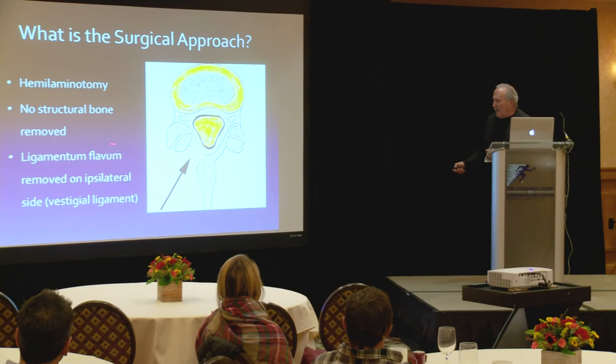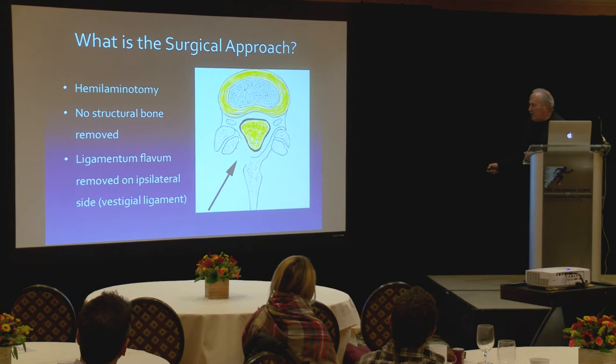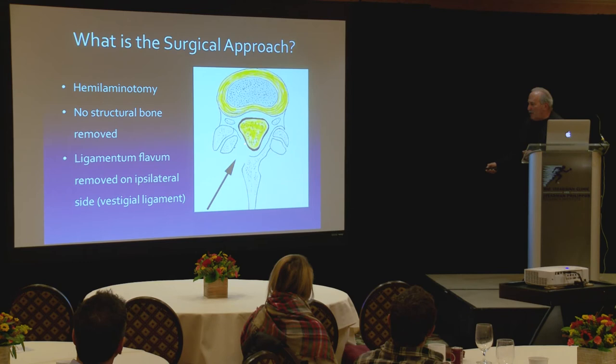So what is the surgical approach? It's a hemilaminotomy. You don't take any structural bone. The facets are structural, the spinous process is structural, but you only take a small portion, and you're trying to get into this interval right here. You do remove ligamentum flavum on the ipsilateral side, but it's a vestigial ligament that only causes problems in the future. So in general, there's no real structural change with this.